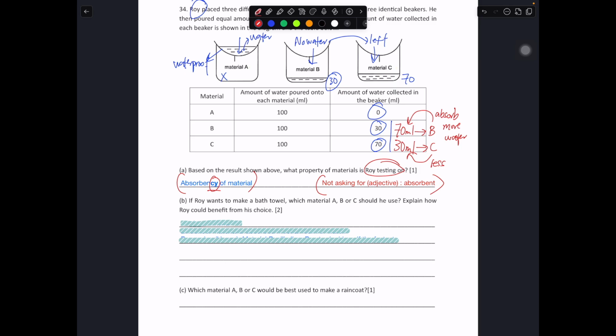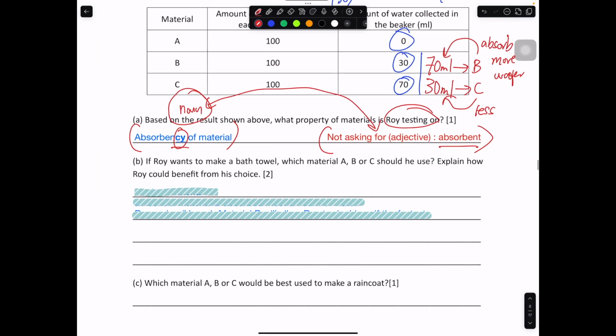Depending on how you write, but you cannot tell me absorbent, or you cannot tell me waterproof. If you want to say maybe waterproofness, I think it's fine, but not waterproof or absorbent. It's asking for a noun, not an adjective. So this is actually how you distinguish. One way to check whether your answer fits is to compare: the property that Roy is testing is absorbent, versus the property that Roy is testing is absorbency. Which one makes more sense? Of course, this one makes more sense. So by reading this with the question, you can see which answer fits in more naturally. The one with the noun fits more naturally.